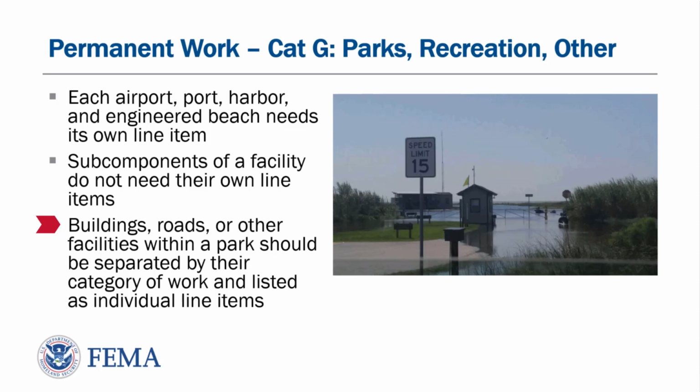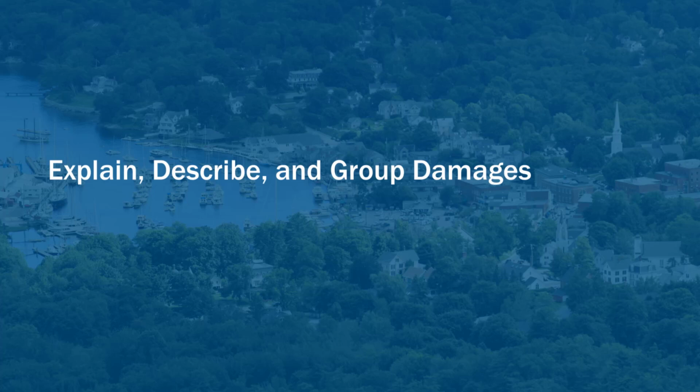Additionally, a road through the park and a culvert which may have been flooded and needed to be repaired would each be listed as separate Category C items on the damage inventory. Please note that unimproved natural features are ineligible. Let's continue to explain, describe, and group damages.